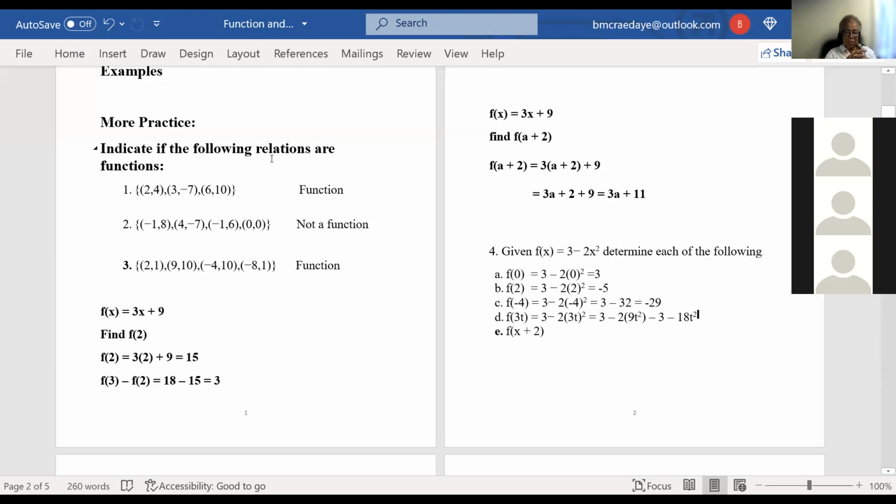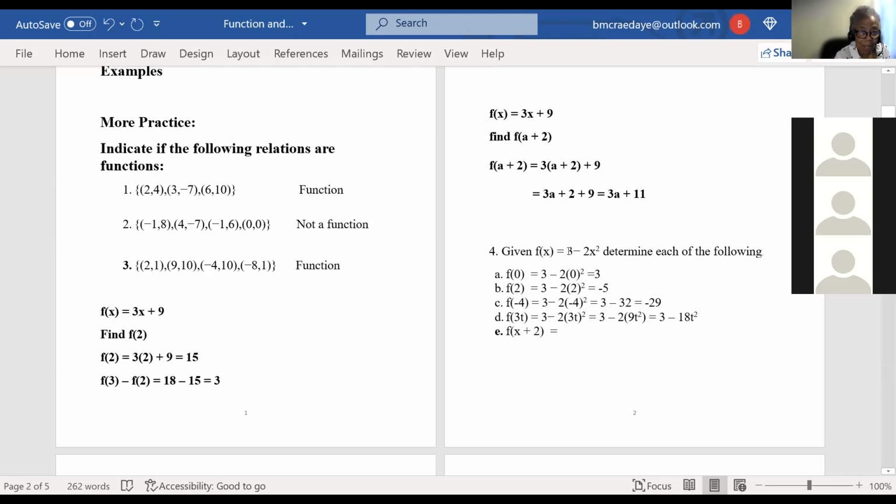3 minus 18 t square, or if you factor it, this is equal to 3 times 1 minus 6 t square, right? Because 3 is common to 3 and the 18. Okay, all right, do the last one. That would be 3 minus 2x squared.